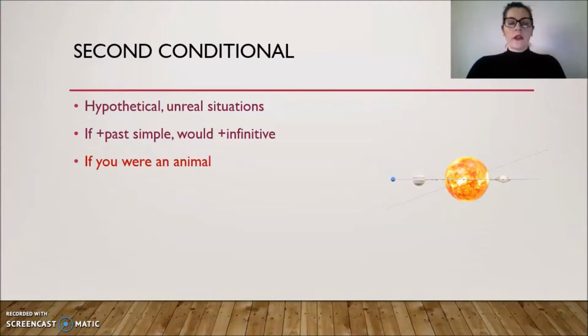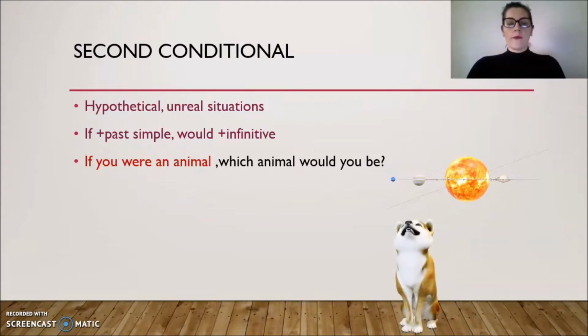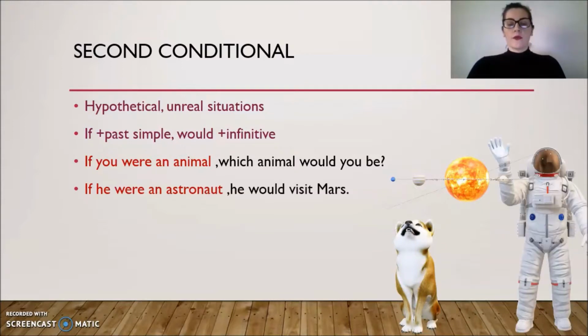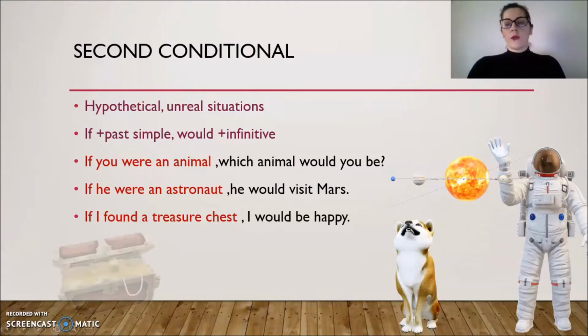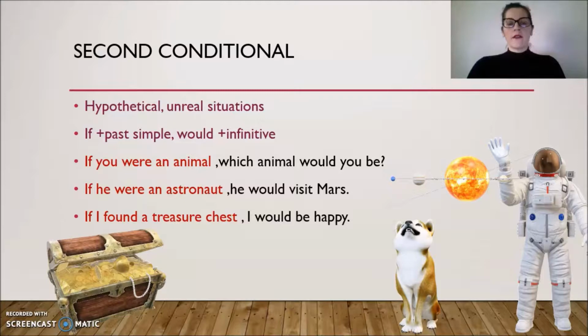If you were an animal, which animal would you be? So you can see here we can use the interrogative form. If he were an astronaut, he would visit Mars. If I found a treasure chest, I would be happy. Or we can form a negative sentence, saying, if I didn't find a treasure chest, I wouldn't be happy.